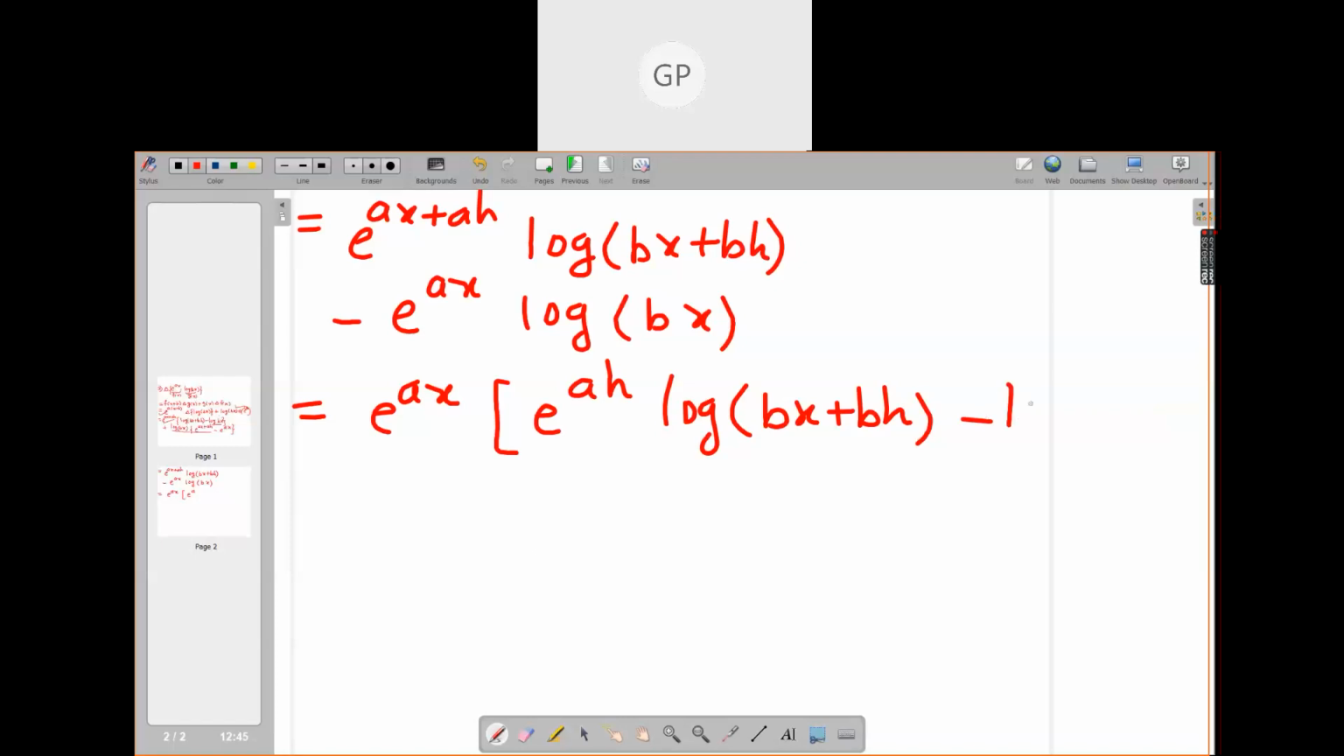Okay, but I cannot write this as delta log x, because e raised to ah is multiplied. It is multiplying this log bx plus bh, so I have to keep it as it is. So this is your final answer.